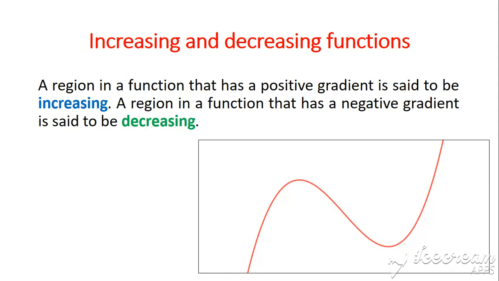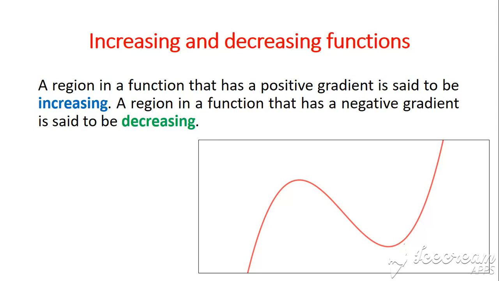A region in a function that has a positive gradient is said to be increasing. The graph is increasing because it's got a positive gradient. A region in a function that has a negative gradient is said to be decreasing. It's going down, it's got a negative gradient.